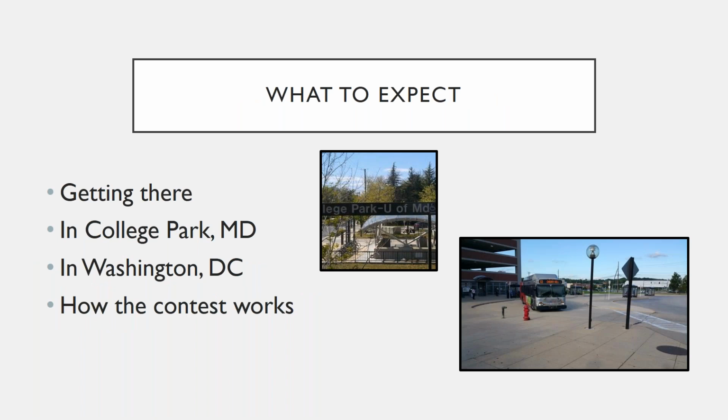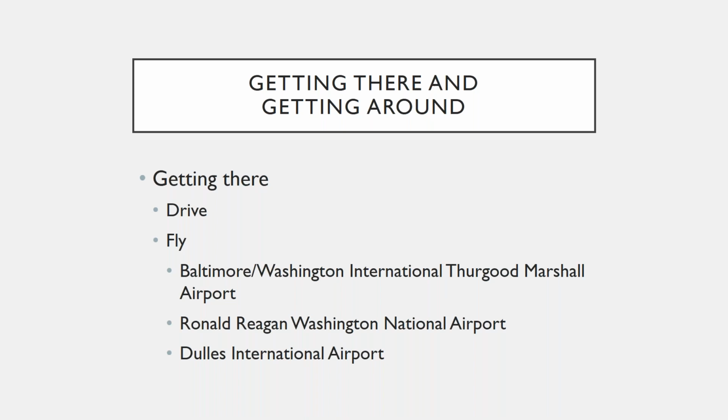All right, so what to expect getting there. This is what the metro station looks like. We'll go over how to get to College Park, how to get around the area, and how the contest works. So you can drive or you can fly. There are 3 airports in the area, Baltimore, Reagan, or Dulles. They have their advantages and their disadvantages.